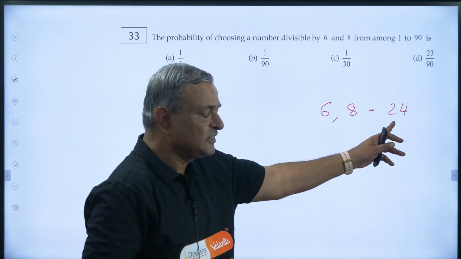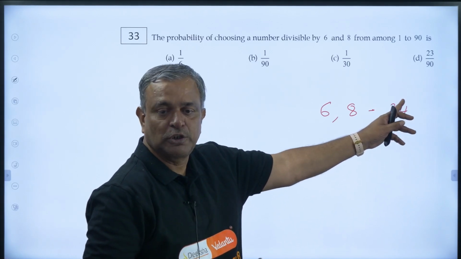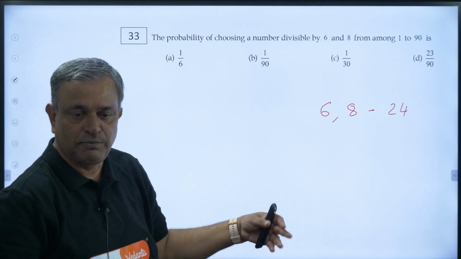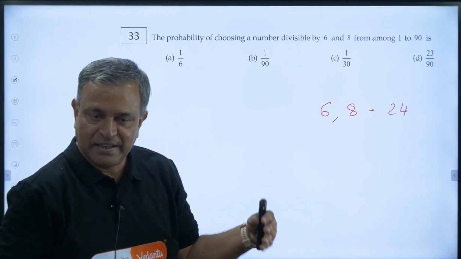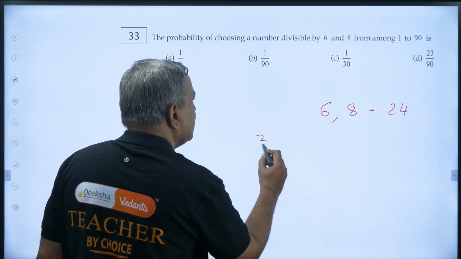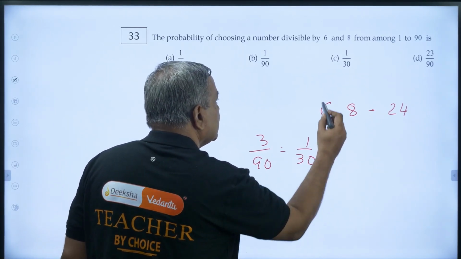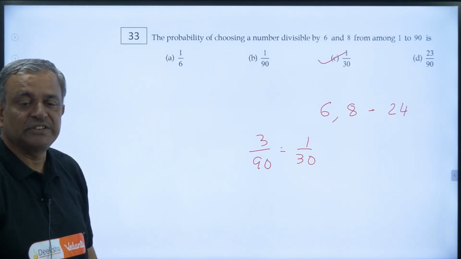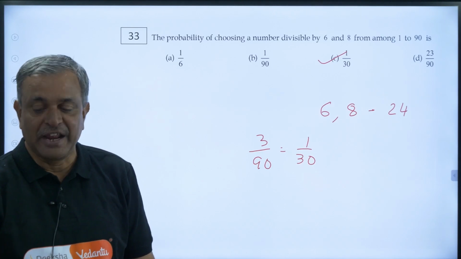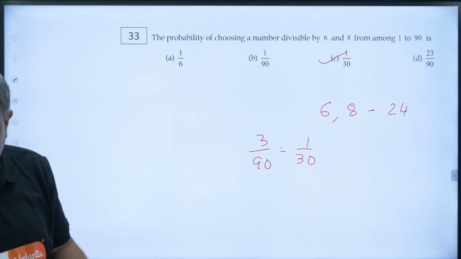24 is divisible by 6 and also by 8: 6 fours are 24, 8 threes are 24. So the multiples of 24 are 24, then 48 will come, then 72. Only 3 numbers are divisible by both. So the answer will be 3 by 90, which is equal to 1 by 30, option C. Option C is correct. Next one.